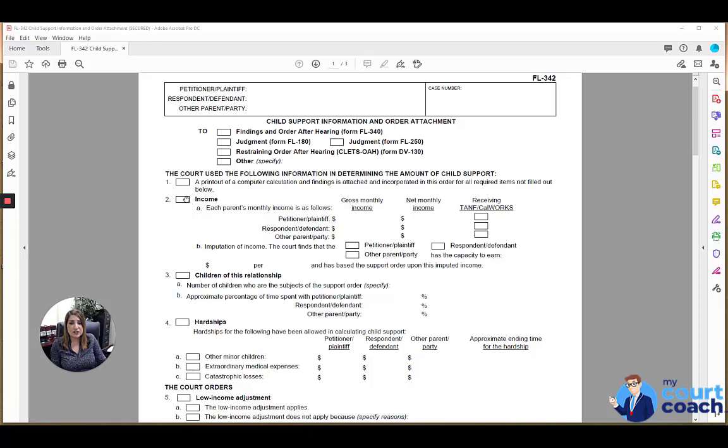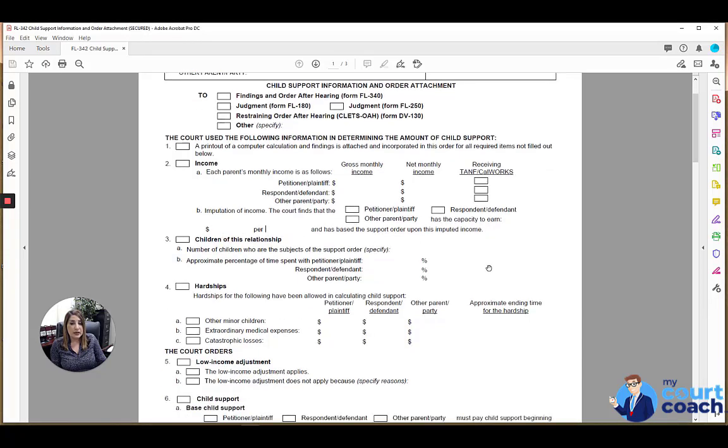If you are filling in this information, you want to mark the box that says income and then list the gross monthly income and the net monthly income that the court used in order to come up with the child support amount. If the court has made a decision to impute either party with income, and there is a separate video that talks about imputation of income and when it's appropriate and when the court may consider doing so, then you would want to mark the name of the party that has been imputed with income and the amount that they have been imputed with. Dollar amount goes here per month.